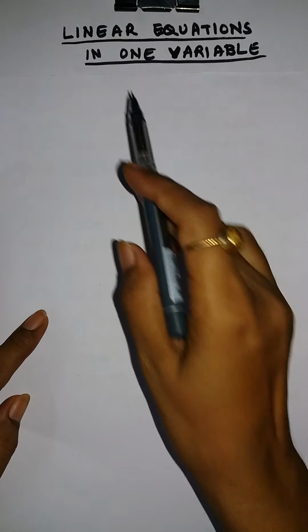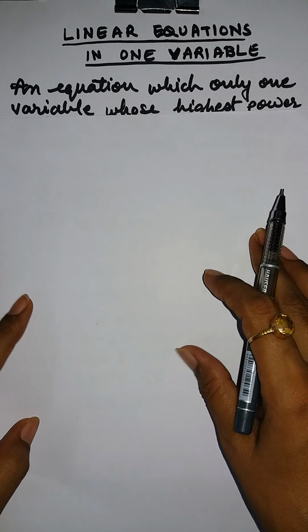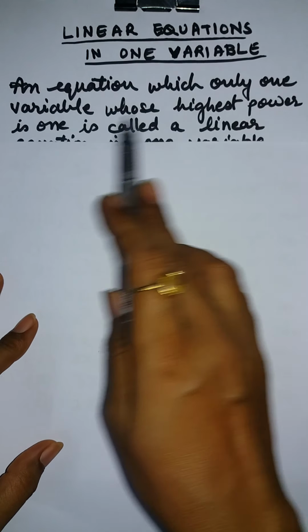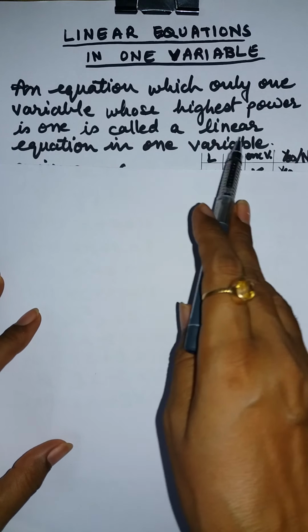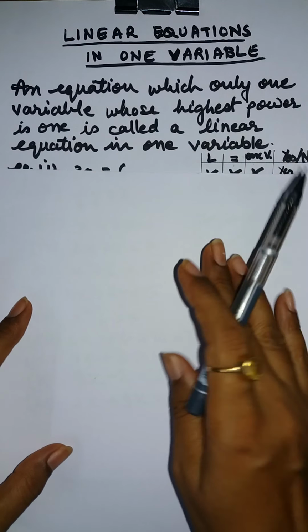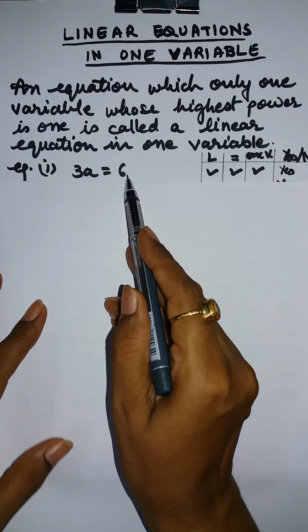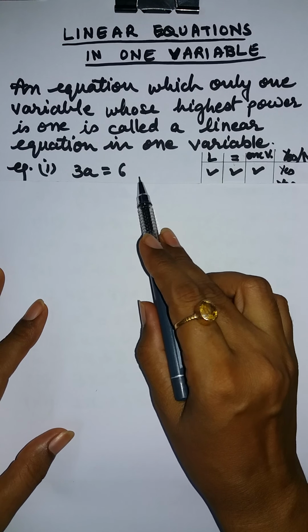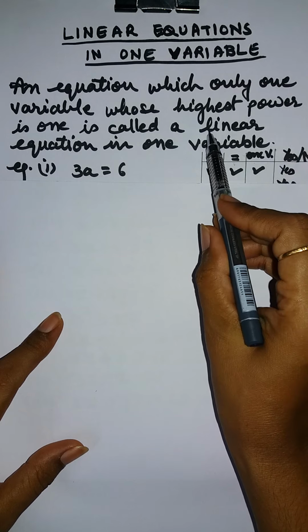Linear equations in one variable. An equation which has only one variable whose highest power is 1 is called a linear equation in one variable. For example, 3a is equal to 6. This is a linear equation in one variable, and it fulfills all the three rules.